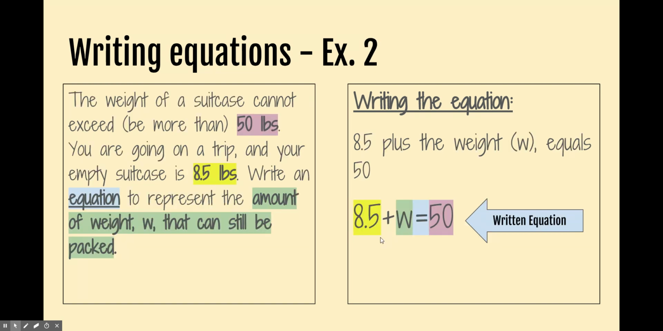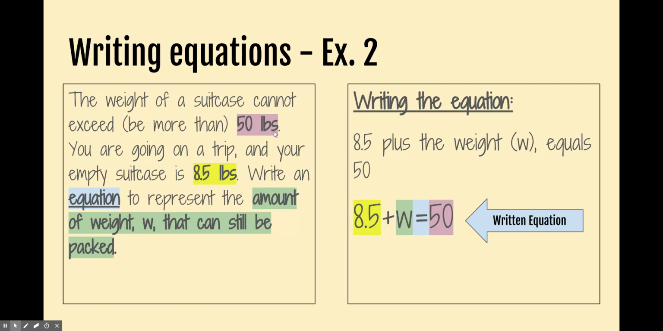So the second example says the weight of a suitcase cannot exceed, which just means it can't be more than, 50 pounds. You're going to go on a trip and your empty suitcase is 8.5 pounds. Write an equation to represent the amount of weight, and we're going to use the variable W, that can still be packed. So what can still be put inside the suitcase, but it can't go over 50 pounds.